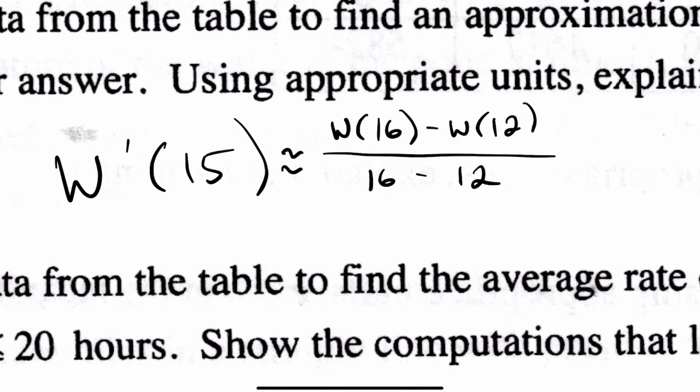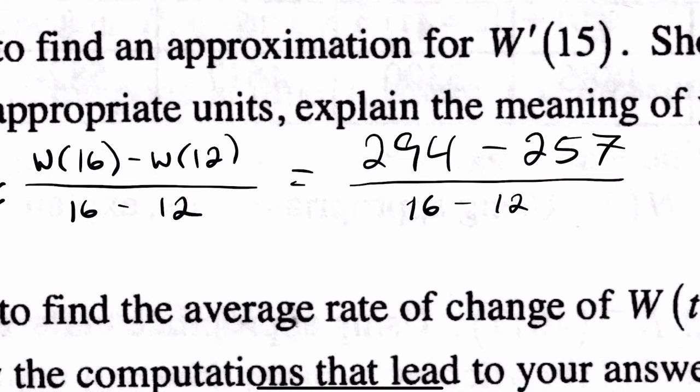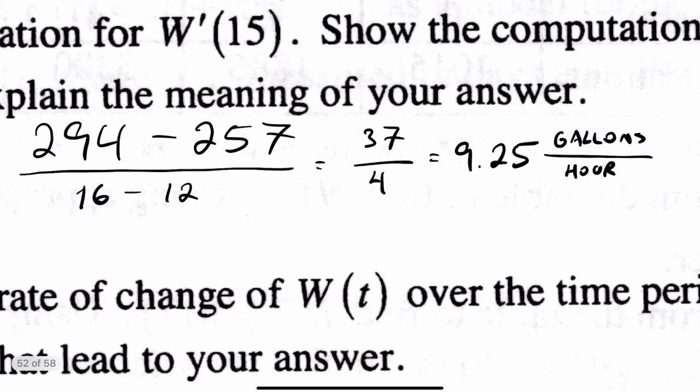Therefore, the best approximation that we can offer for this would be W of 16 minus W of 12 divided by 16 minus 12. The table tells us that W of 16 is equal to 294 and that W of 12 is equal to 257. This would give us 37 divided by 4, which is equal to 9.25 gallons per hour. If you're having trouble figuring out the units, just think about what the numerator represents in the problem.